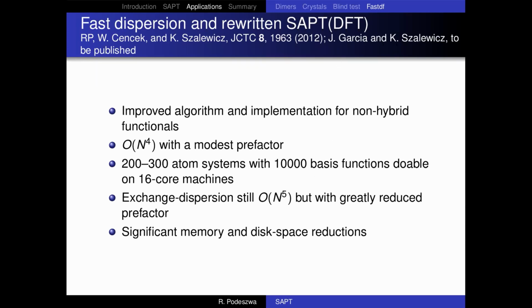And very recently, Javier and Krzysztof also improved exchange dispersion and other corrections, other terms. They are still 5th power, but also doable within this regime. So there is also significant memory and disk space reduction.